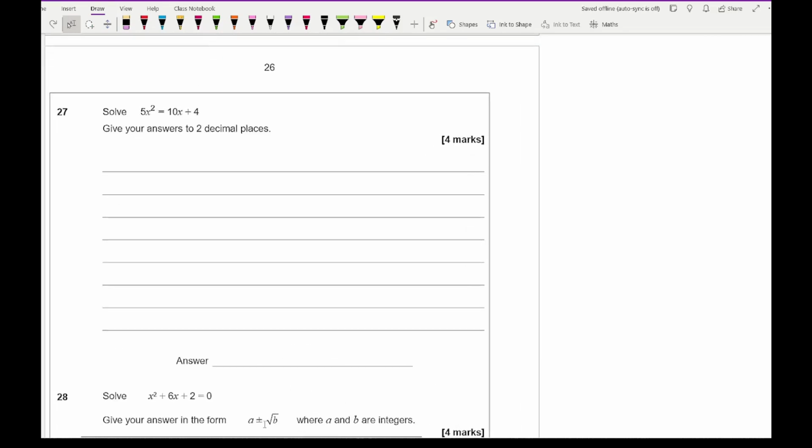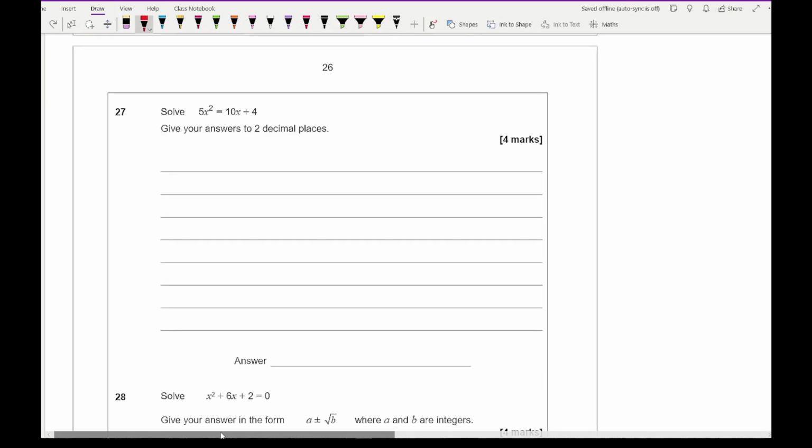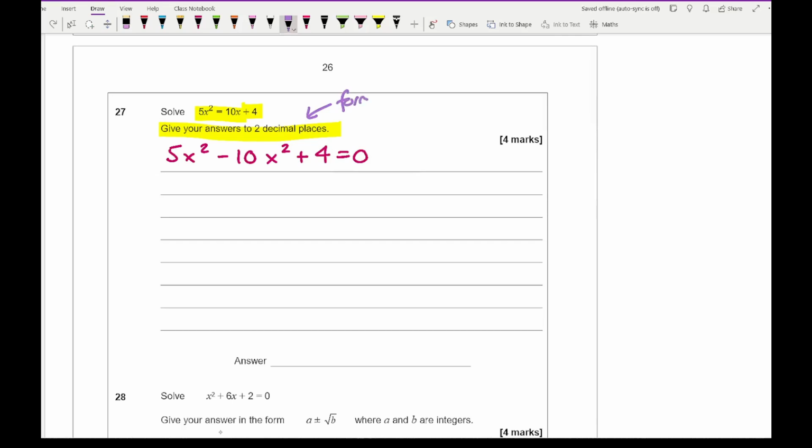Then moving on to question 27, so let me just zoom in. Here we've got a quadratic, and it's asked us to give our answers to 2 decimal places. First things first, when solving a quadratic, you always need to make sure it's equal to 0. So let's do a bit of rearranging, in which we also want to keep the x squared positive, just to make your life a little bit easier. Once you've made it equal to 0, the fact that it says give your answer to 2 decimal places means use the formula. So here a equals 5, b equals minus 10, and c equals 4.